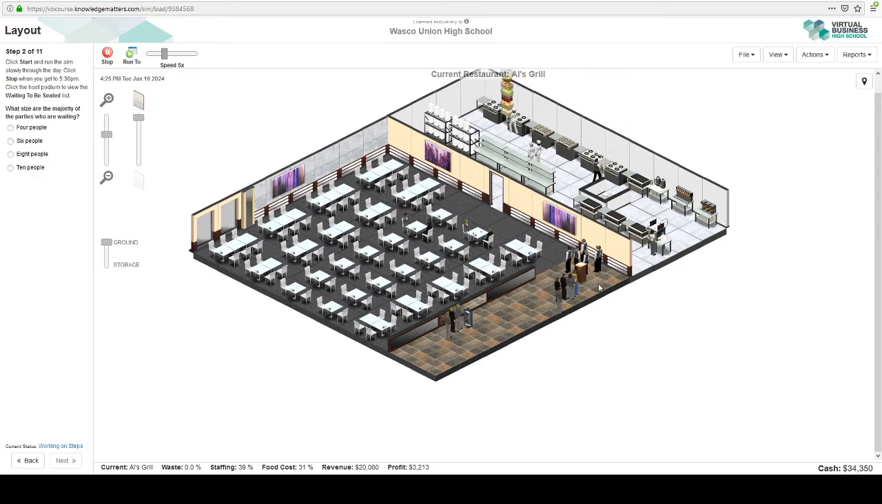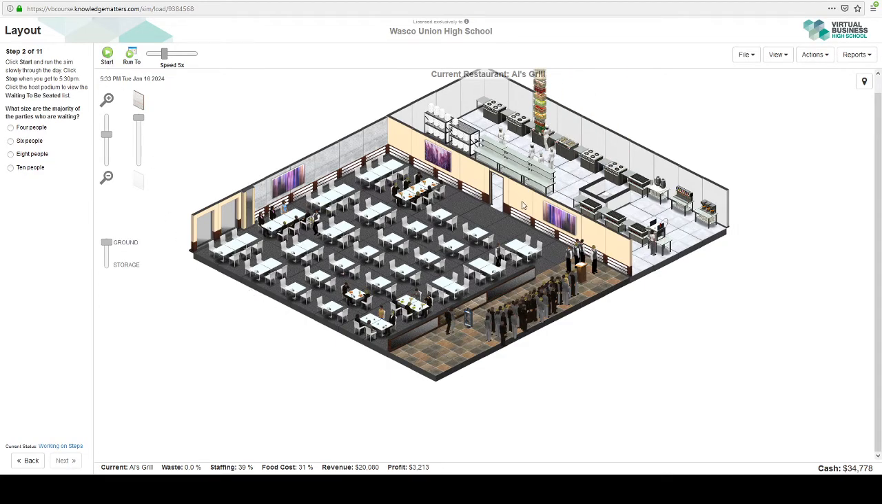Now if you look here, you'll notice that these people are not being seated. They're waiting and waiting and waiting. So we'll find out what's going on. Okay, 5:30. Oh, I told it to stop, but it kept going.